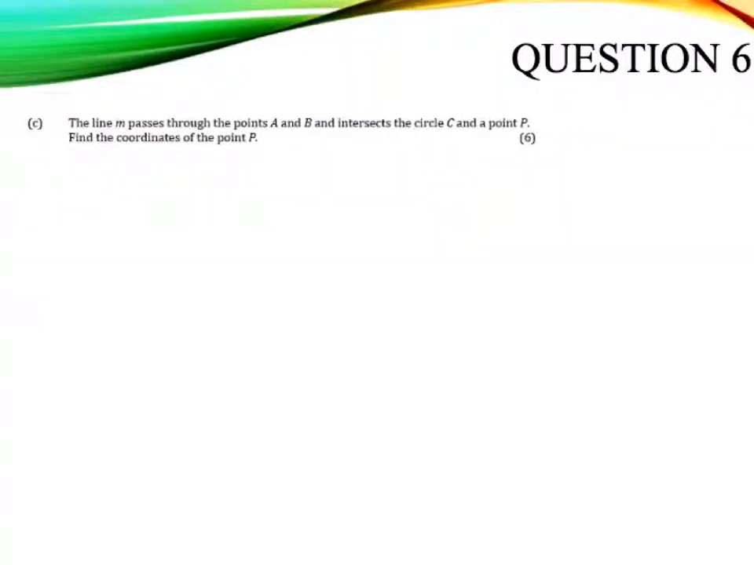Okay, finally, part C says the line M passes through the points A and B and intersects the circle C at a further point P. Find the coordinates of the point P. Okay, and again at this point I would definitely get myself a little sketch going on.